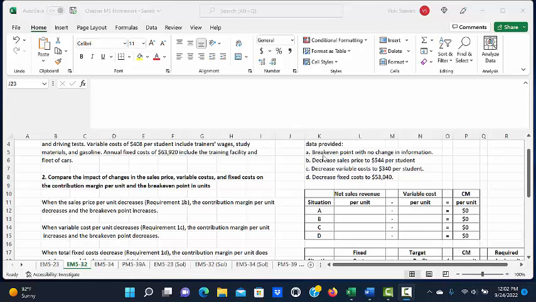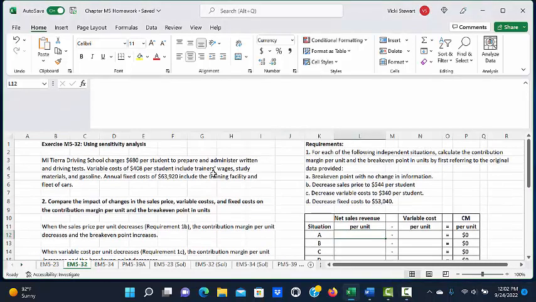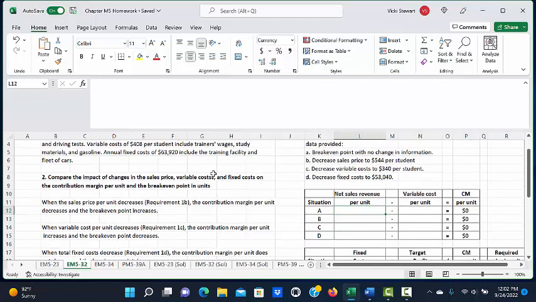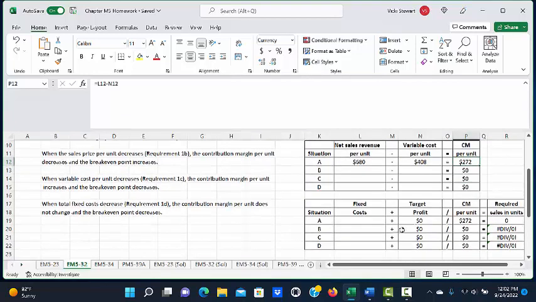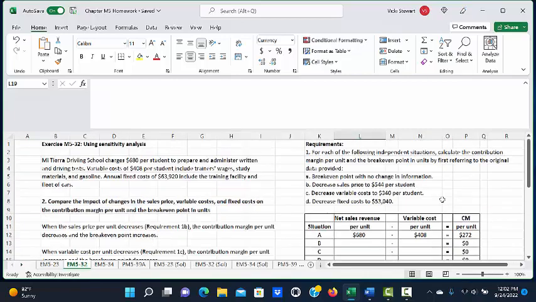So in situation A, it asks us to calculate the break-even point with no change in the information. So in the problem, we are told that each student is charged $680. So that would be our net sales revenue per unit, and the variable costs are $408 per student. So subtracting the variable cost from the net sales revenue per unit, we get $272 contribution margin.